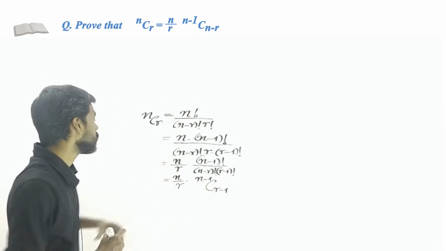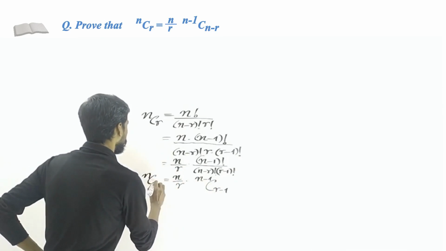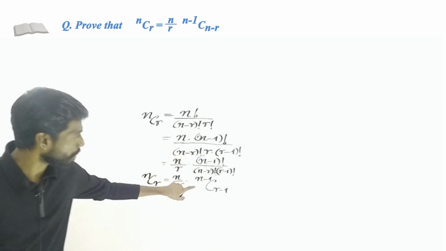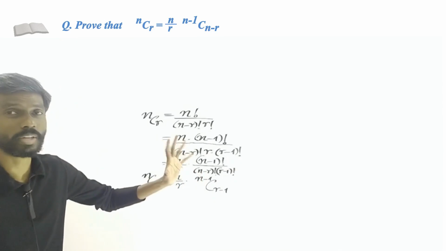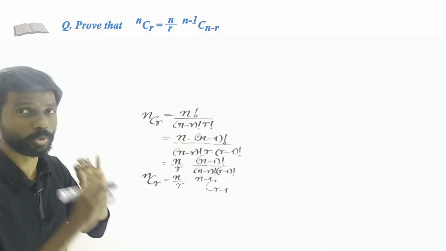So that means nCr can be written as n divided by r multiplied by (n minus 1) C (r minus 1). This is one formula that you have to remember. This is the result that you are supposed to remember.